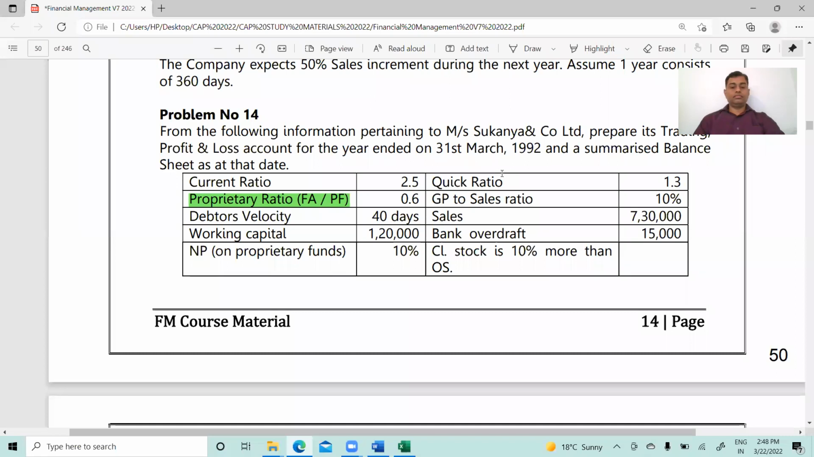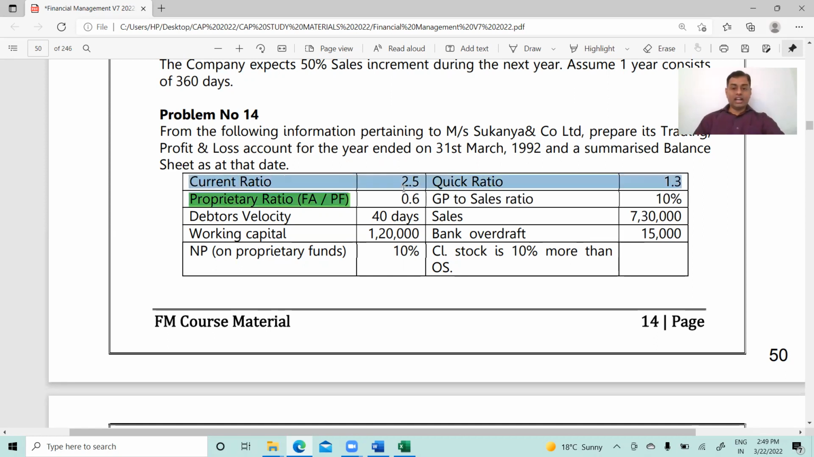Current ratio 2.5, proprietary ratio fixed assets by proprietary fund 0.6, debtors velocity 40 days, working capital 1,20,000, net profit on proprietary funds 10%, quick ratio 1.3, gross profit to sales ratio 10%, sales 7,30,000, and bank overdraft 15,000. Closing stock is 10% more than opening stock.